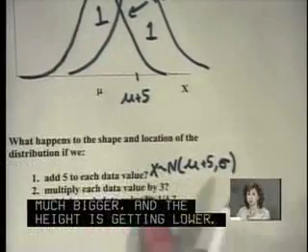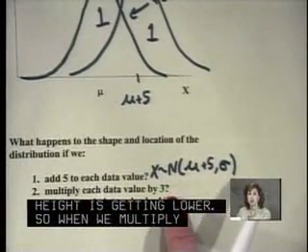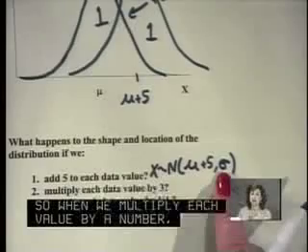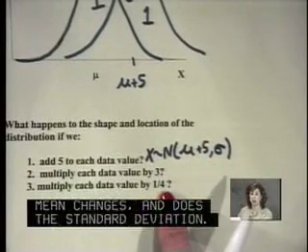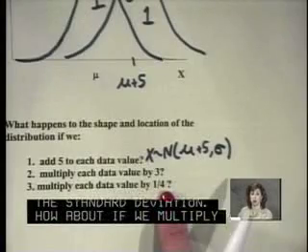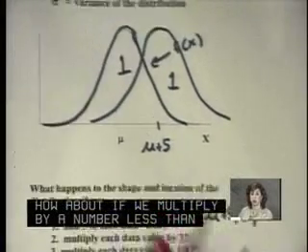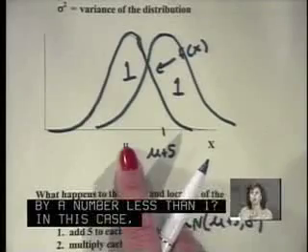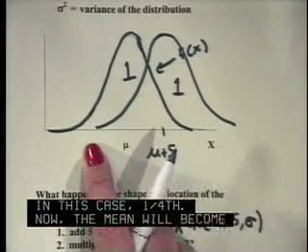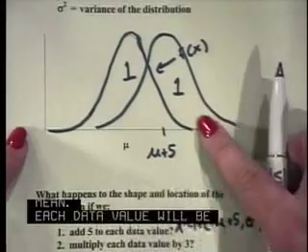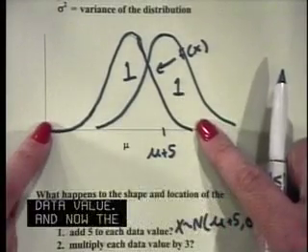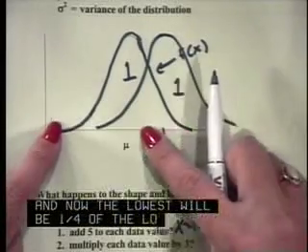So when we multiply each value by a number, the mean changes, and so does the standard deviation. How about if we multiply by a number less than 1? In this case, 1/4. Well, now the mean will become 1/4 of the original mean. Each data value will be 1/4 of the original data value.